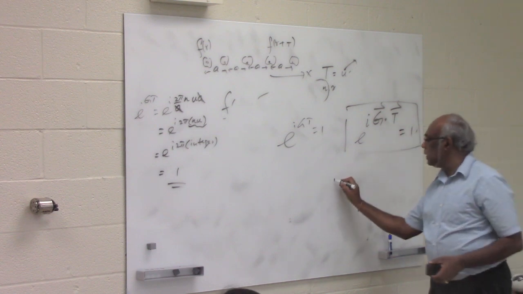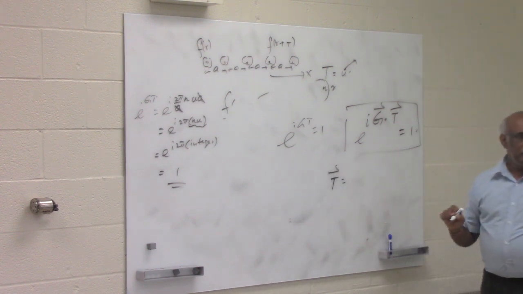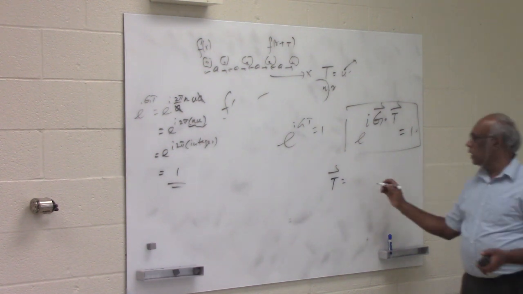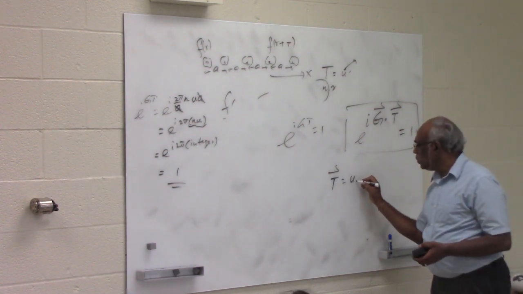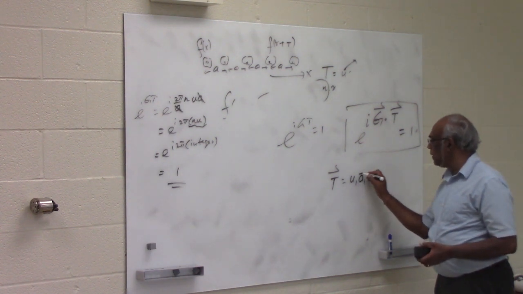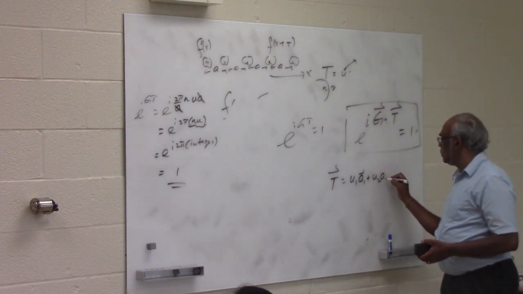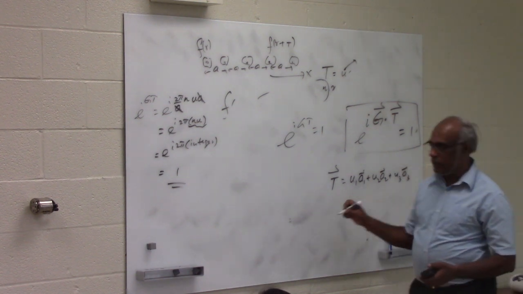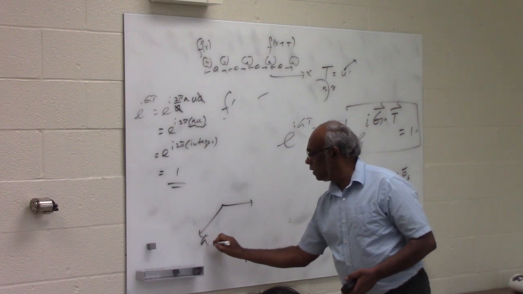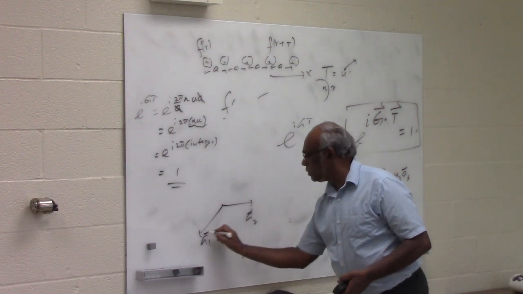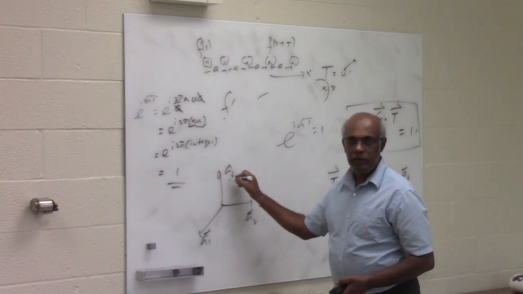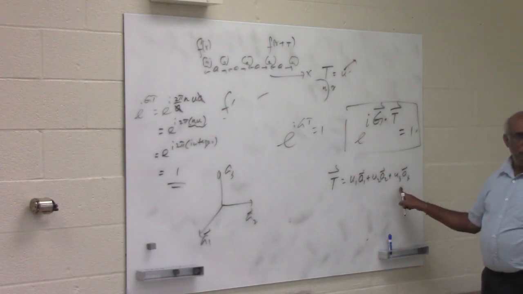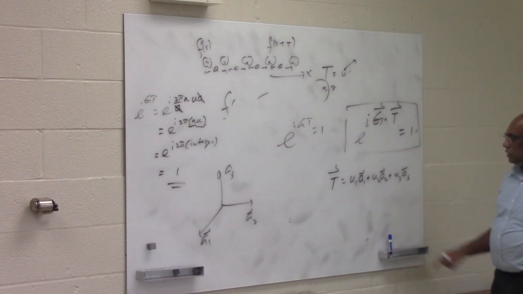So we know T. In three dimensions, how do we write T? Basis vectors a1, a2, a3, right? So you write it as, if you remember, u1 times a1, u2 times a2, u3 times a3. What are these a1, a2, a3? These are the basis vectors, right? And what are these u1, u2, u3? They have to be integers, and they cannot be fractions.